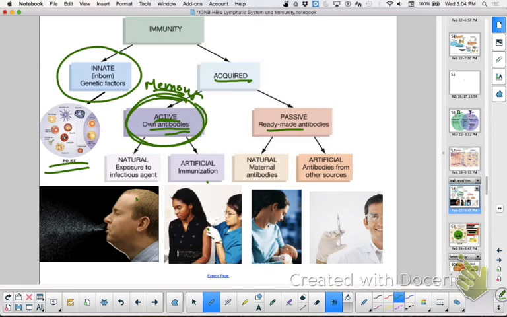If it's passive, I'm borrowing it. It's short-term immunity. I have no memory if it's passive. Am I protected? Yes. Am I protected for the future? No. If it's active, I'm always protected. This is a crisis situation. Or breastfeeding. You know, you're helping your baby while you're breastfeeding. You're lending it some antibodies during that time.